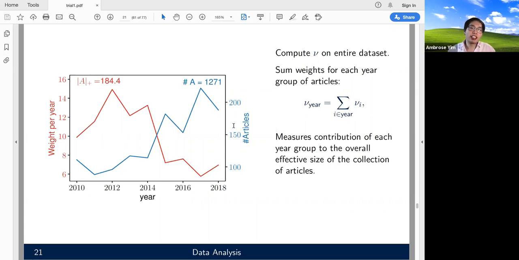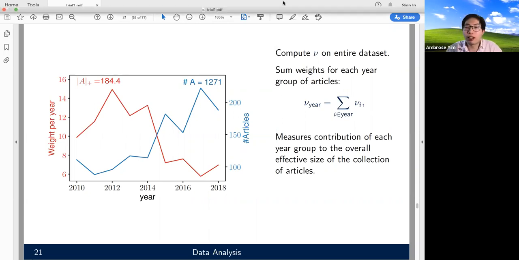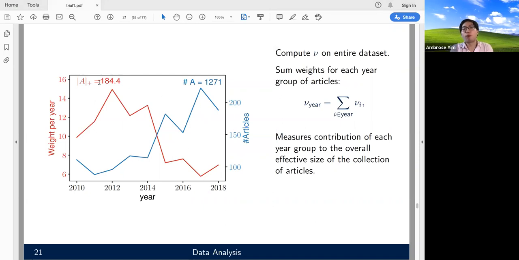And we get an effective weight, well, the maximal diversity we computed was 184-ish. And so this means that effectively there are 184 distinct articles in this set of 1,271 articles. So there's a huge collapse in information. So the articles are very correlated, and multiple articles express very similar things, at least in the sense of having similar keywords.